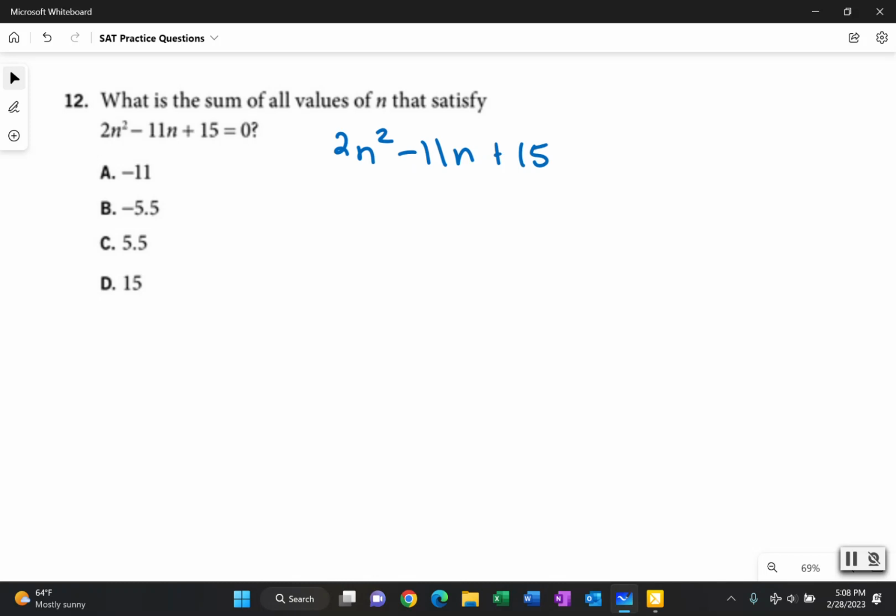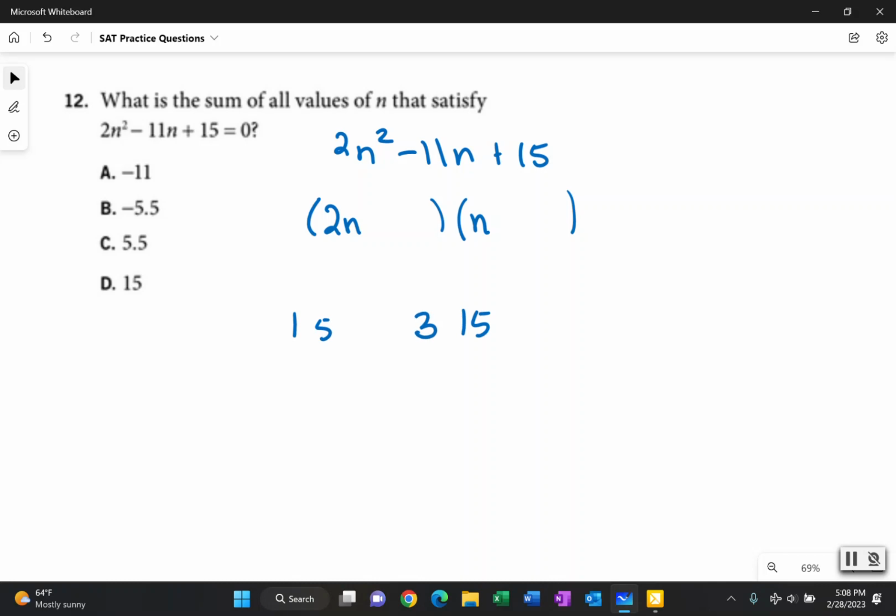All right, to start off, since we have n squared, we're going to have two factors. I like to leave it just first 2n on one and then n on the other in order for us to get the 2n squared. And let's see if we can figure this out. What two numbers can we multiply together to get 15? We have 1 and 15. We also have 5 and 3, right? Those are the two values: 1, 15, 5, and 3.